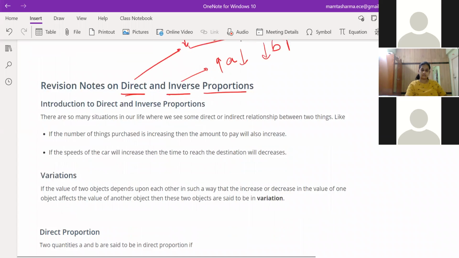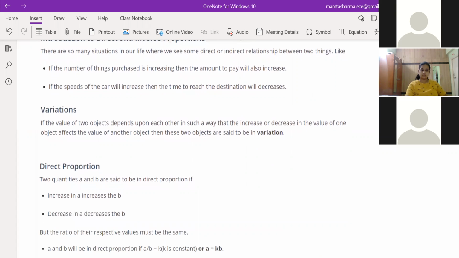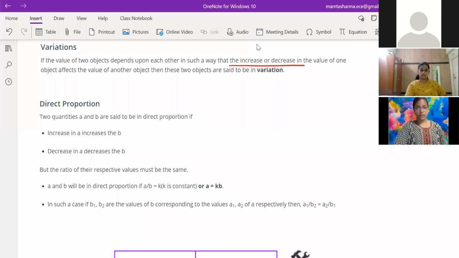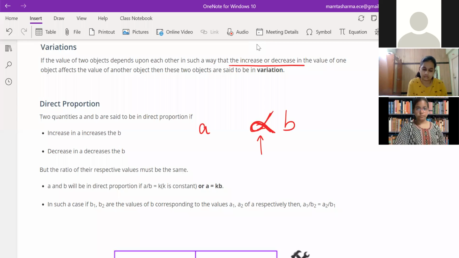Now we will see what a variation is. Variation is an increment or decrement in the value. Now we will see direct proportion. I have already told you that if I have two quantities A and B in direct proportion, then we will write them using this symbol. This is the directly proportional symbol.